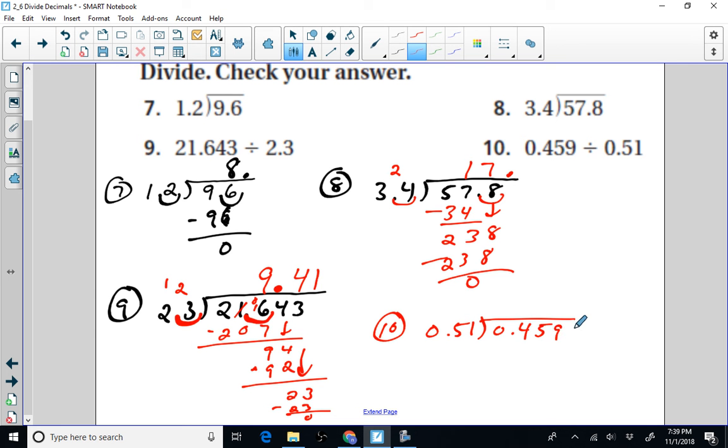459 thousandths is our dividend. We're going to have to slide the decimal point 2 places to the right in our divisor, 2 places to the right in our dividend. Decimal in our quotient.